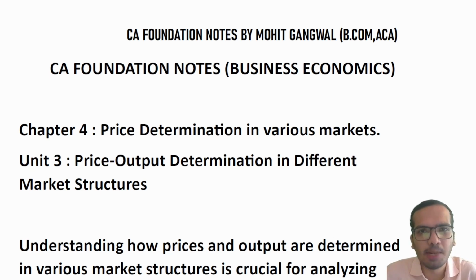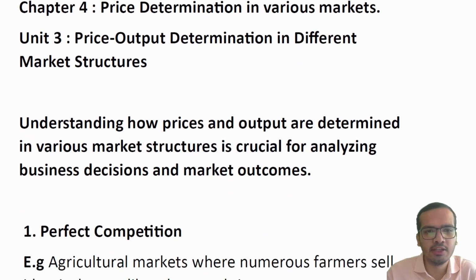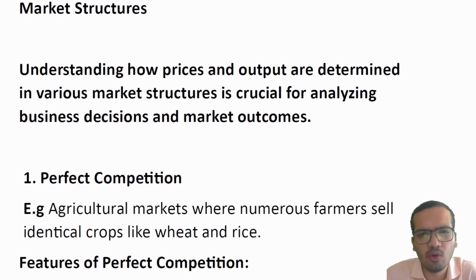So we are covering chapter 4, price determination in various markets, in which we are today covering unit 3, which is price and output determination in different market structures. Understanding how prices and output are determined in various market structures is crucial for analyzing business decisions and market outcomes.